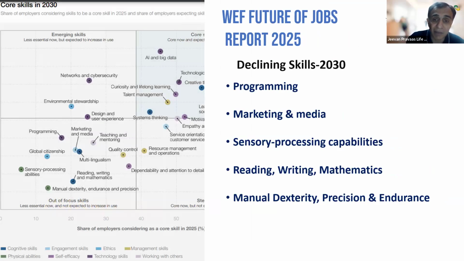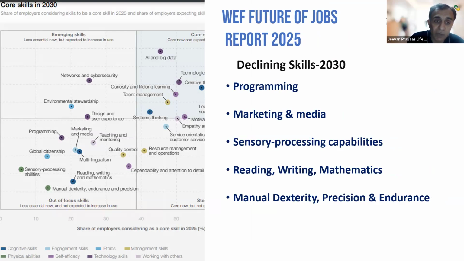And what are the declining skills? Programming is a declining skill. Marketing and media is a declining skill, because now everything is being done by AI, and at the click of a button it is available. So it is a declining skill as far as the world of work is concerned. Sensory processing capabilities, reading, writing, mathematics, manual dexterity, precision, endurance, these are all declining because these things are getting programmed. AI is handling it, machines are handling it. So humans are not required to develop too many skills in that.